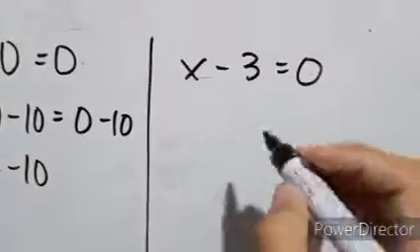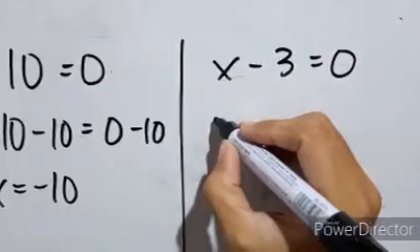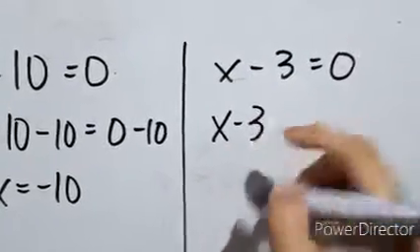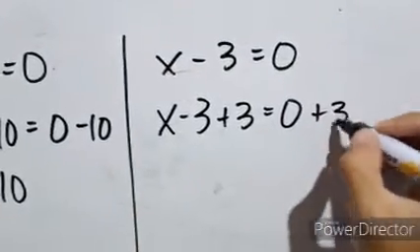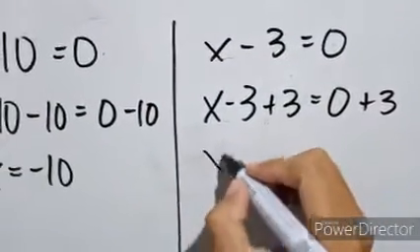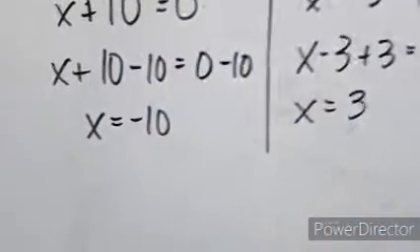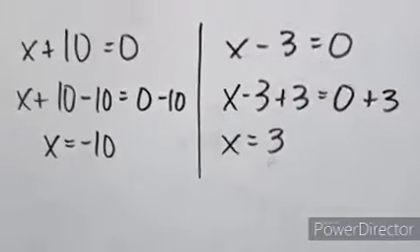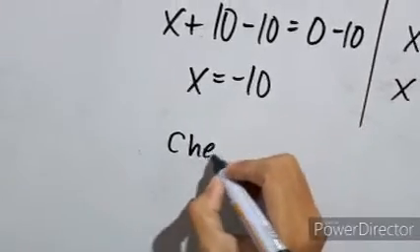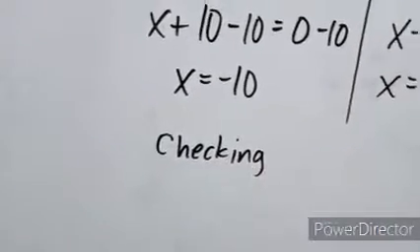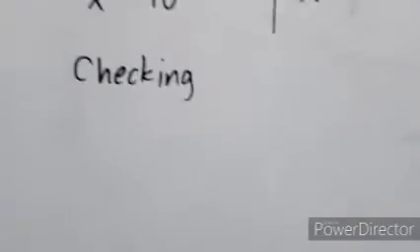So, next, x minus 3 equals 0. So, complete addition property. X minus 3, negative 3 yan. So, plus 3 is equal to 0 plus 3. And then, x is equal to 3. So, ngayon, as always, kailangan natin gumamit ng checking. So, checking tayo. Ito pa lang, maalaman nyo na kung tama ang sagot nyo.